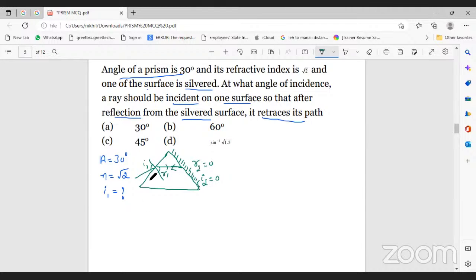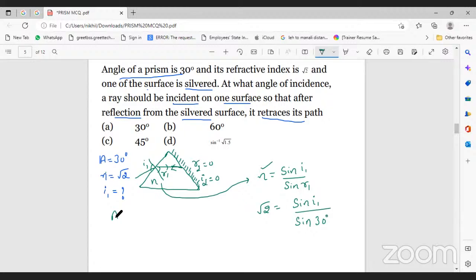If N is the refractive index, what is Snell's law for this? N equals sin I1 by sin R1. You know the N value, right? Root 2. You have to calculate I1, so retain that as it is in the sine. We don't know what R1 is, but R1 I can take as 30 degrees only.